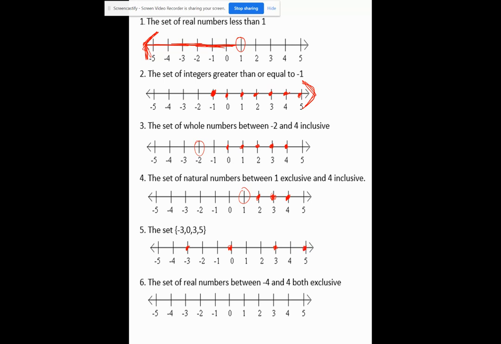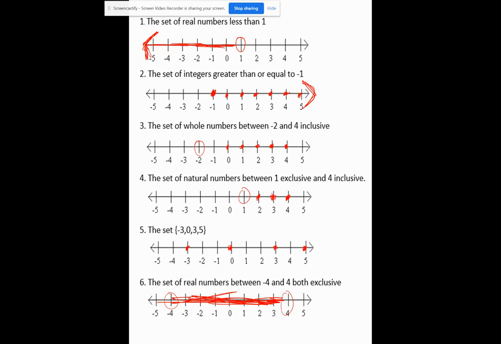And then we have the set of real numbers between -4 and 4, both exclusive. So anytime you see the word exclusive, it's an open circle. So -4 and 4. And because it's real numbers, we shade it in. And that's some ugly shading, but that's okay. You guys get the point.